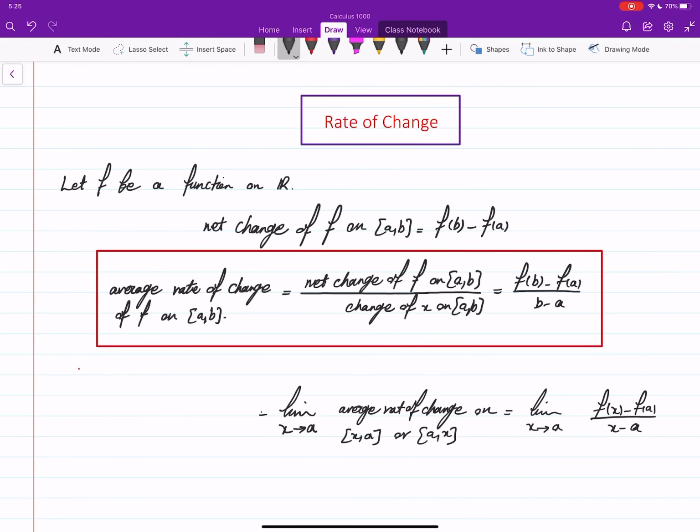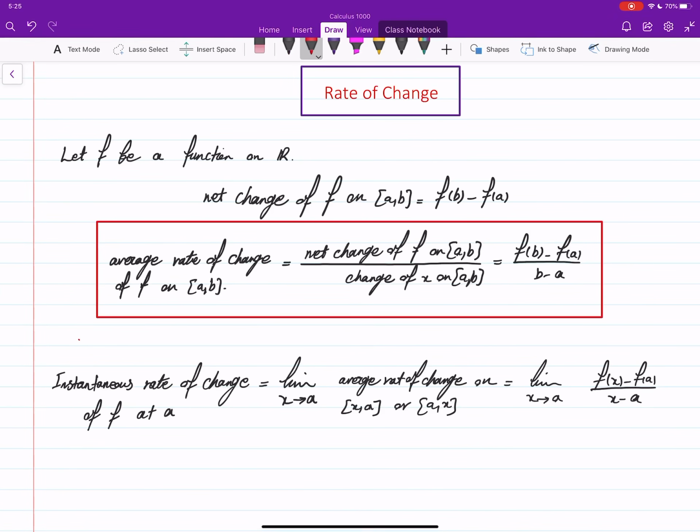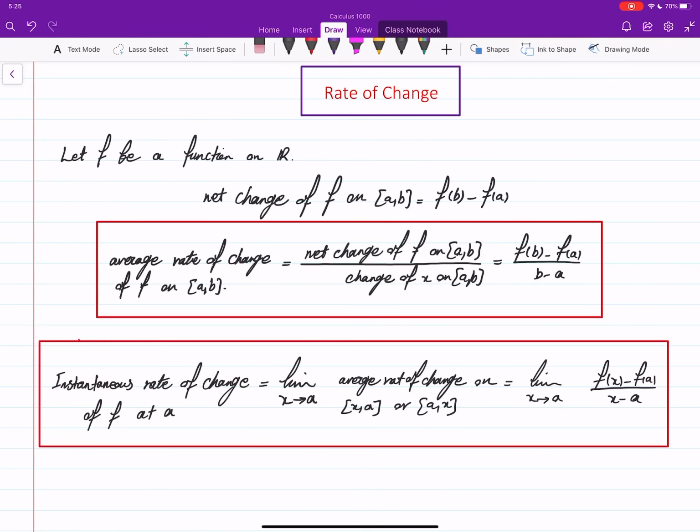This quantity has a name, instantaneous rate of change of the function at the point a. That's the second notion that today we learn here in this video. First one is average rate of change. The second one is instantaneous rate of change.